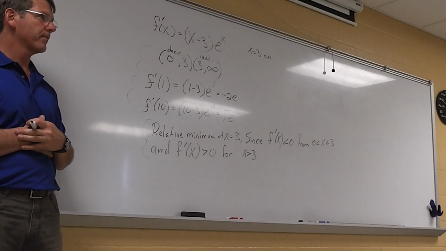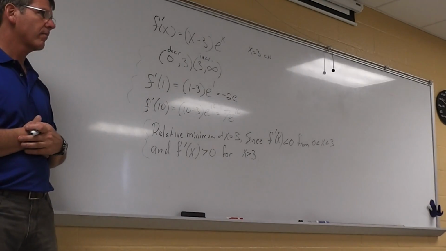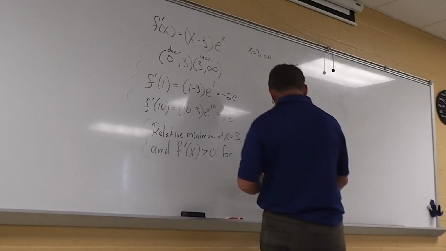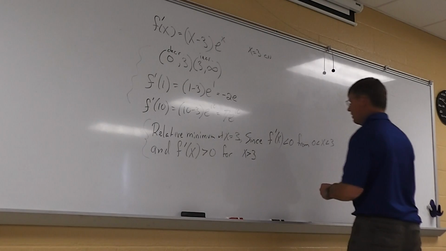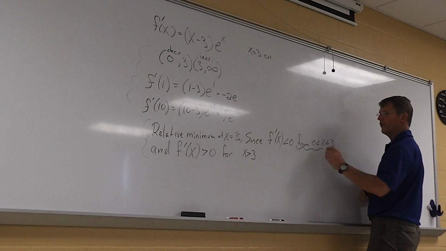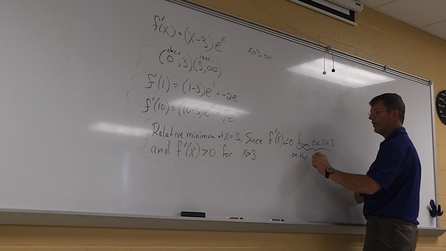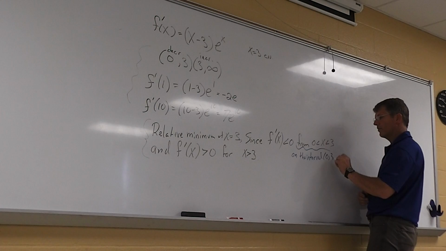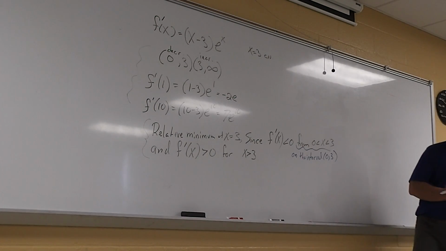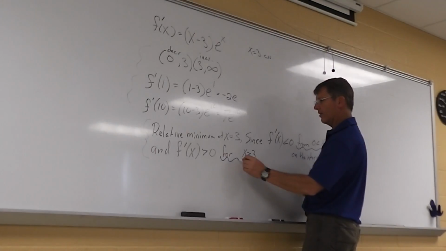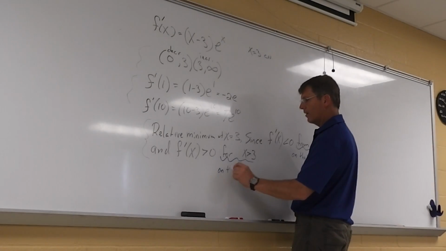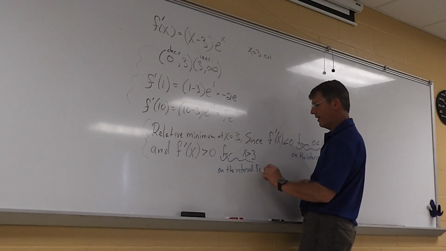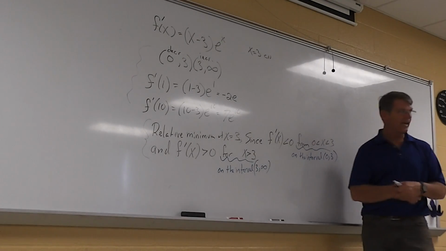The global argument. So instead of the inequality symbols, we could use the interval? Yes. Instead of this right here, you could say on the interval 0, 3. And instead of this right here, you could write on the interval 3 to infinity. So that would be fine.